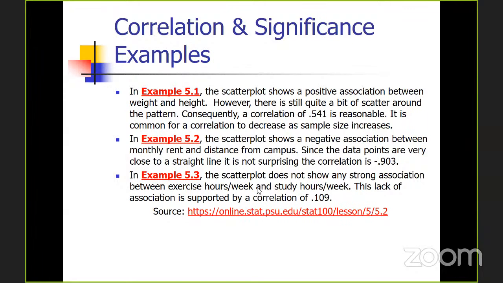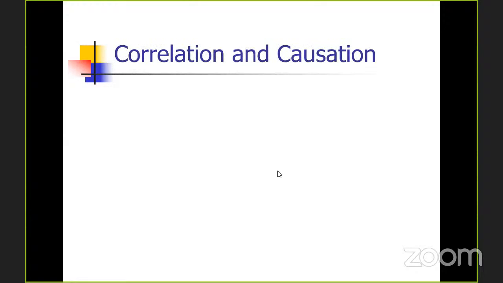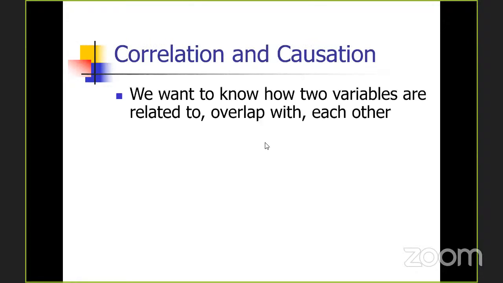And then I have one more example, exercise hours and study hours per week. Apparently there's no relationship between them in the data set that they brought, which doesn't surprise me. And the correlation was 0.109. But in addition to the actual number for correlation, we need to understand a couple of other things. So does a correlation mean causation?